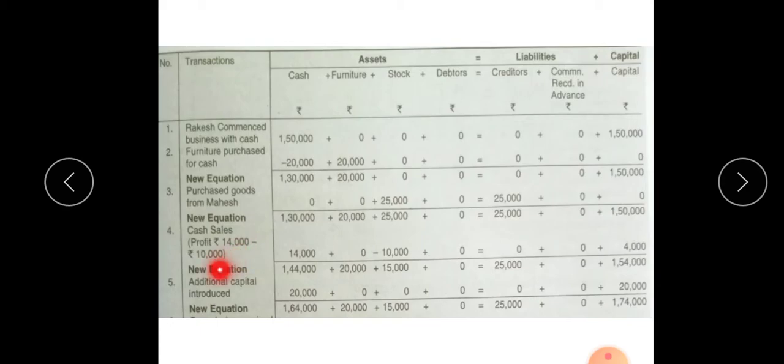Now take new transaction. Additional capital. Okay, capital introduced is 20,000 rupees. So cash will increase from 1,44,000 plus 20,000, it becomes 1,64,000 rupees. No effect on furniture, no effect on stock, liability, creditors, no effect, but capital will increase. Okay, so it will become 1,74,000 rupees. 154 plus 20, 1,74,000 rupees.